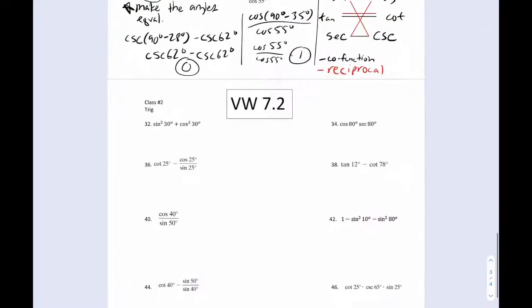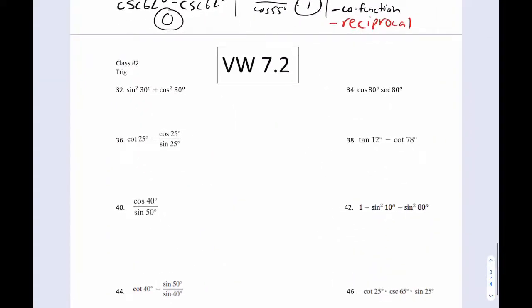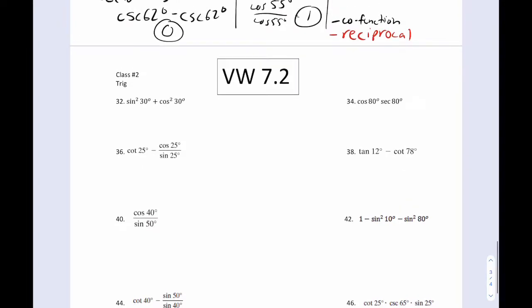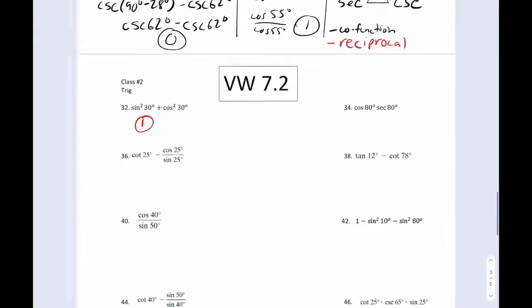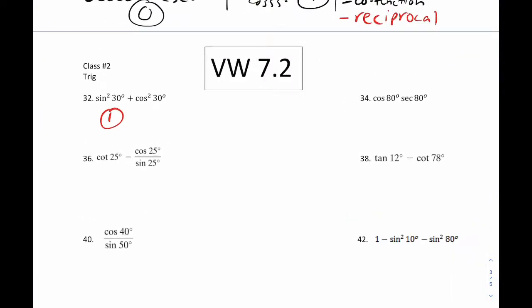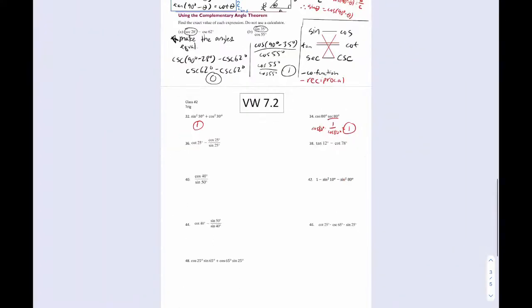Okay, I'm going to do 2 of these with you just to make sure. So for 32, notice how the angles match, so you're good. And that is your Pythagorean identity, so just write 1. For 34, the angles match, so you're good. Think about what is secant 80. That's 1 over cosine 80 times cosine 80. That's 1. Okay, so work on the rest of the problems, and I'll see you in class.